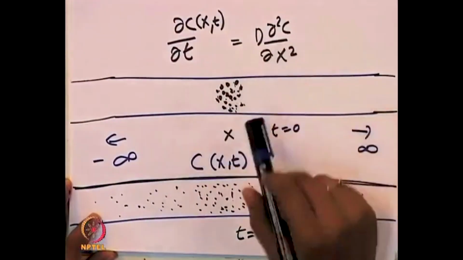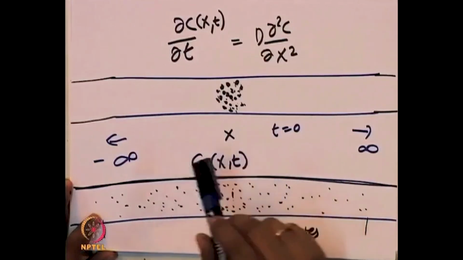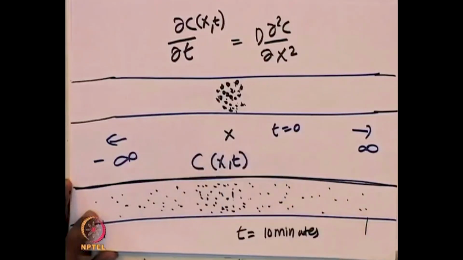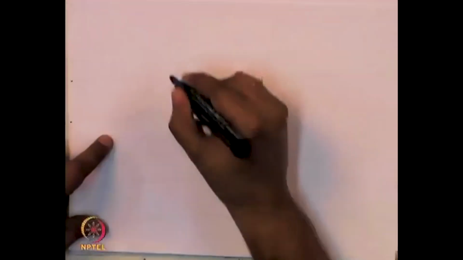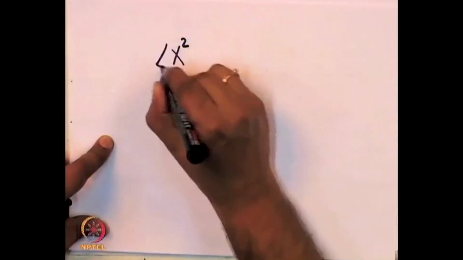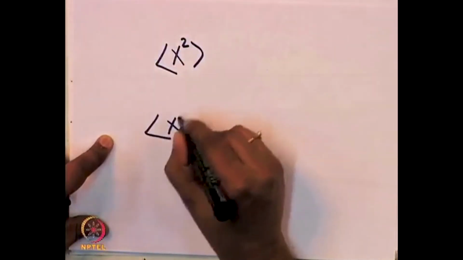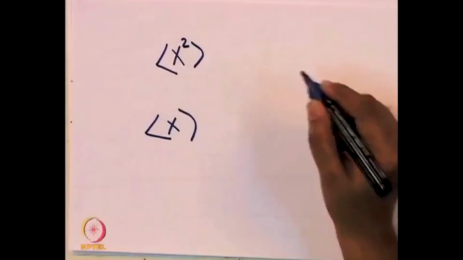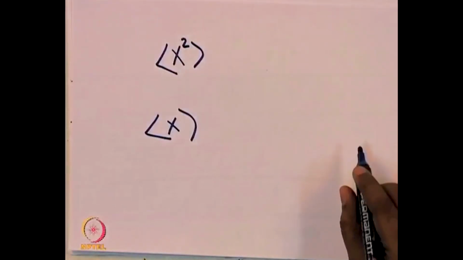So let us say we have this equation, which is the diffusion equation, and if we solve, we can get this C of x comma t. How do we know what is the distance these things traveled? So how far would this have traveled? So you can calculate a few quantities. So we can calculate the average distance this would travel. We can calculate x square average and x average.